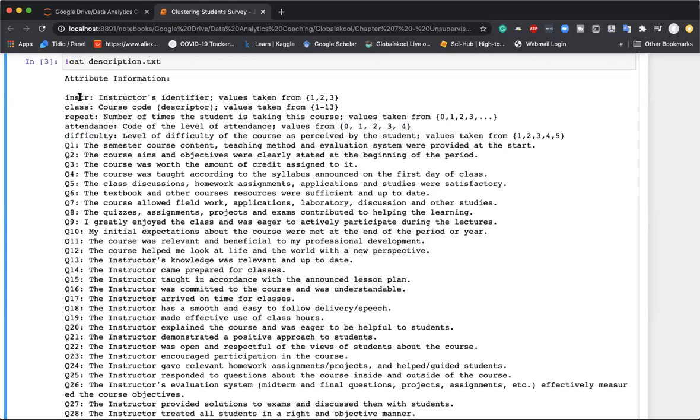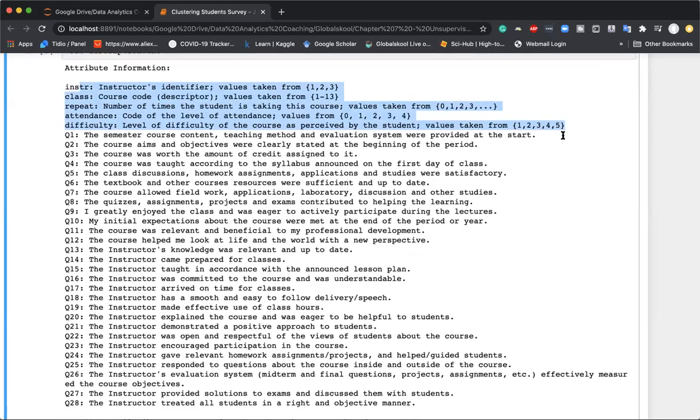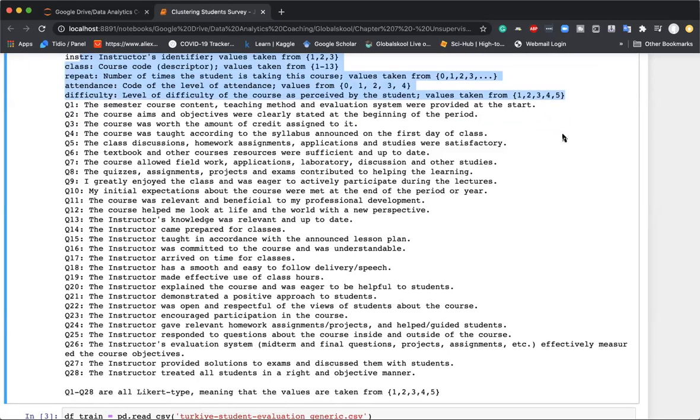Okay, so these are basic information regarding the student, the instructor, the class, and so on. Following that, we have 28 questions, and these 28 questions can have values from 1 to 5. Let us look at some of these questions.